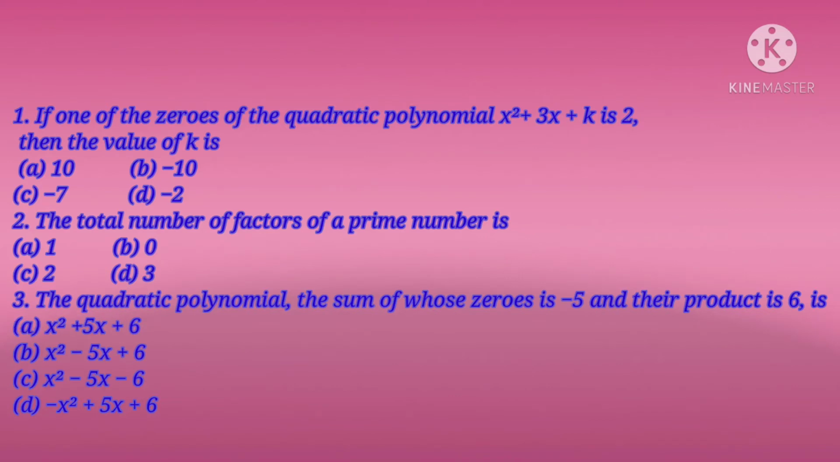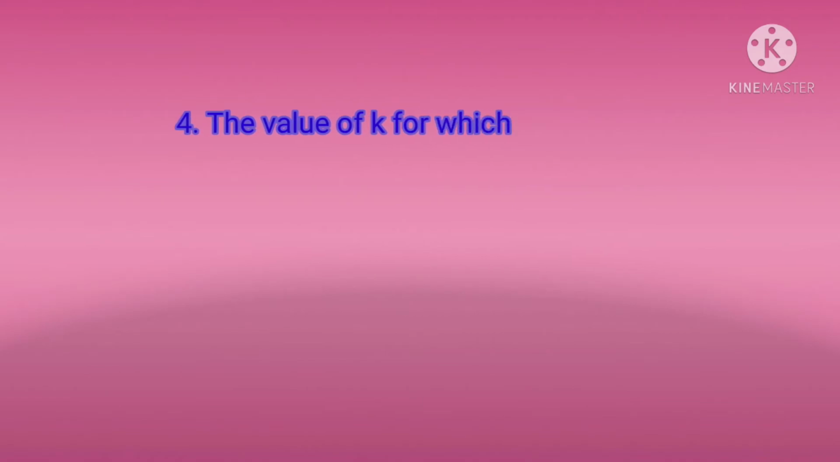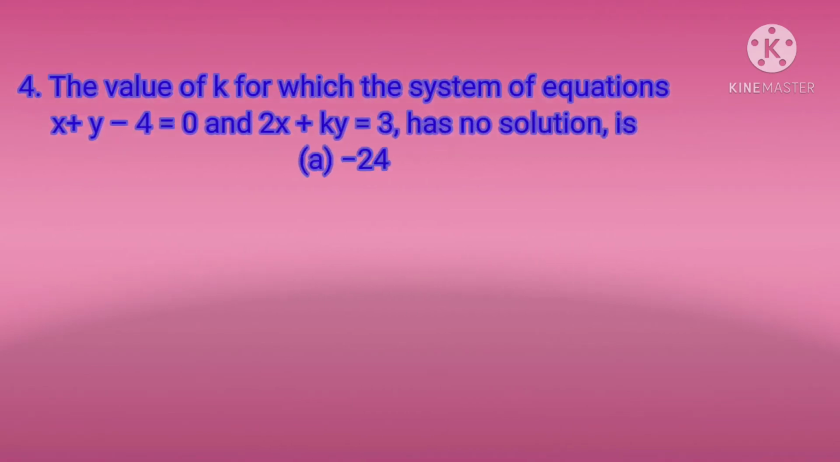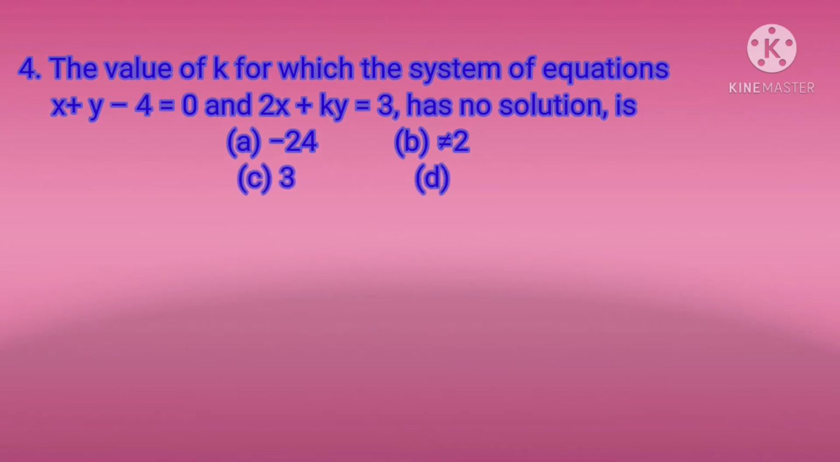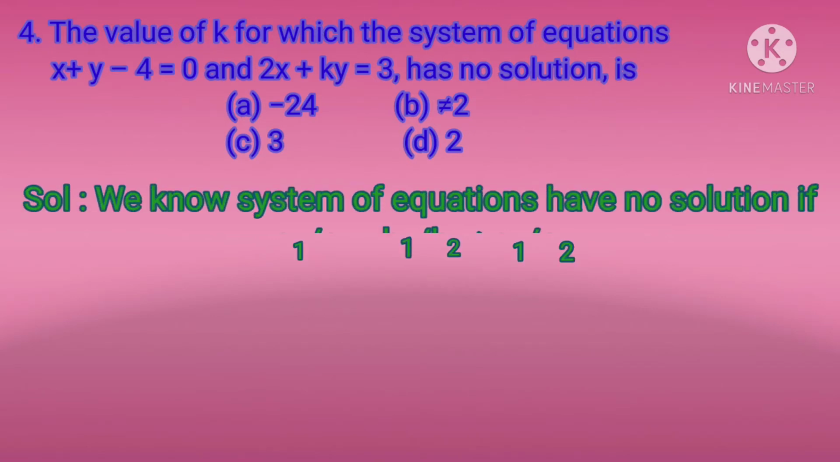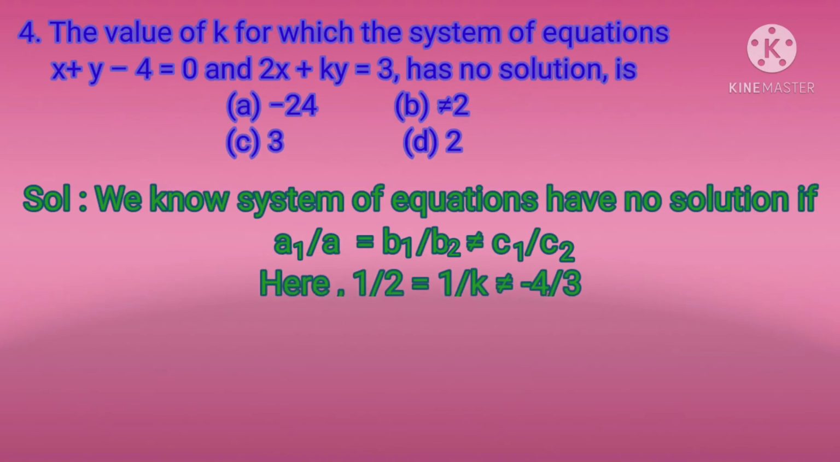So let's move to our question number 4. The value of k for which the given system of equations has no solution is. We know that the given system of equations has no solution if a1 by a2 is equal to b1 by b2 is not equal to c1 by c2.